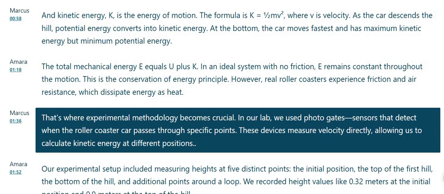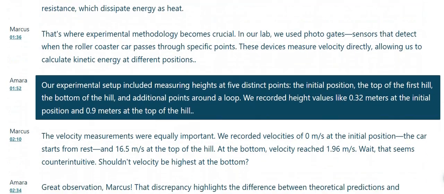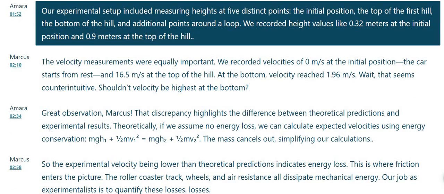In our lab, we used photogates, sensors that detect when the roller coaster car passes through specific points. These devices measure velocity directly, allowing us to calculate kinetic energy at different positions. Our experimental setup included measuring heights at 5 distinct points: the initial position, the top of the first hill, the bottom of the hill, and additional points around a loop.